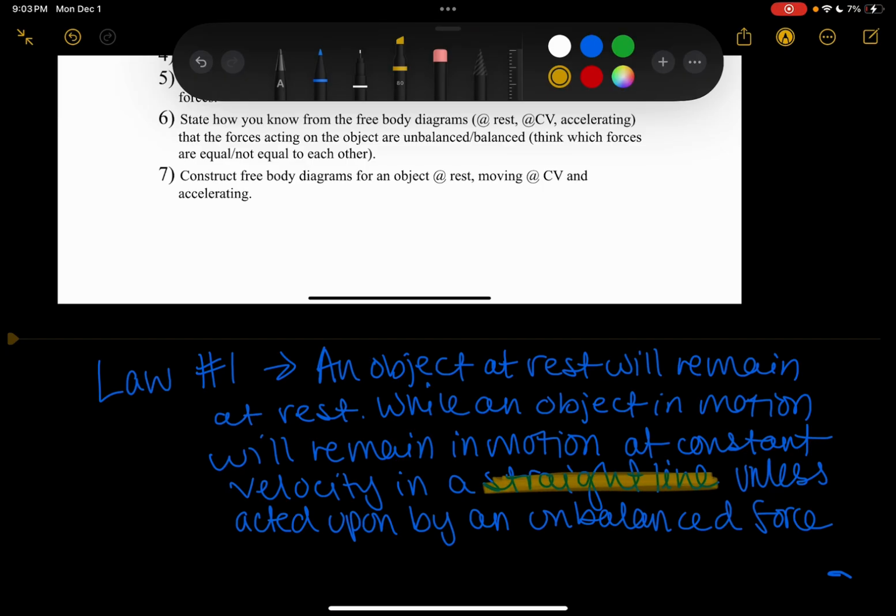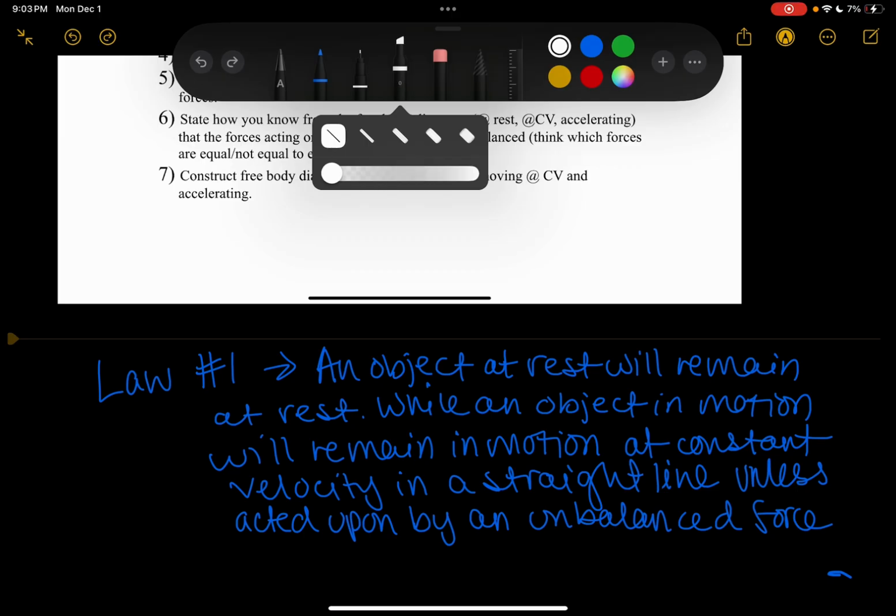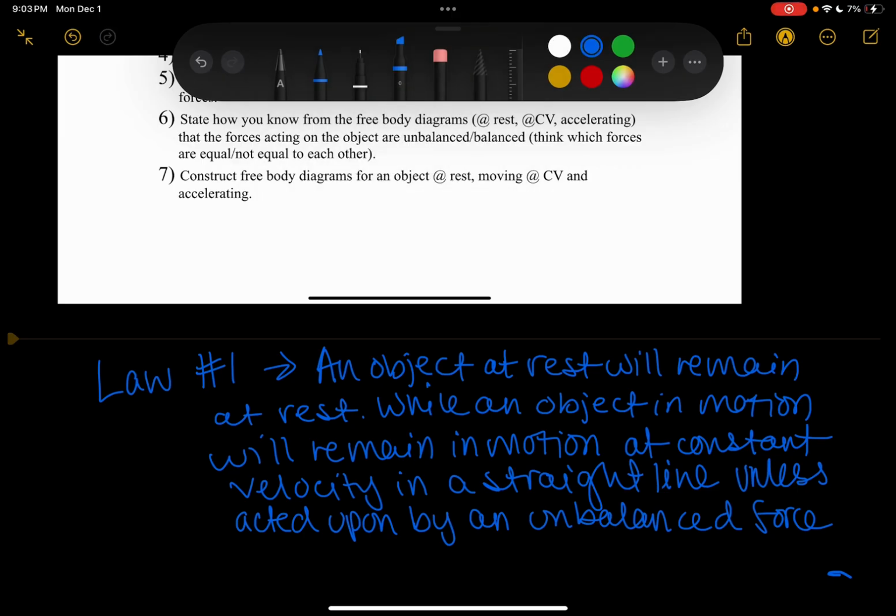Oof, that's terrible. Hold up. I don't even know what to write over it. Let me see if I get this. Wow, that does absolutely nothing. Nope, I don't want the same color. Yeah, sure. I mean, that's still terrible.